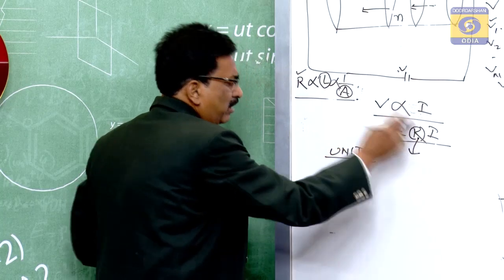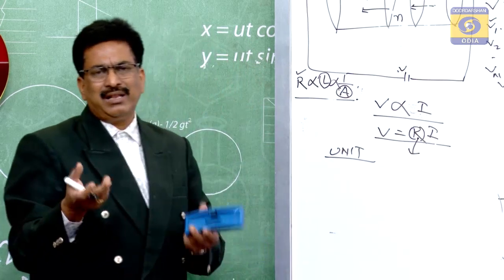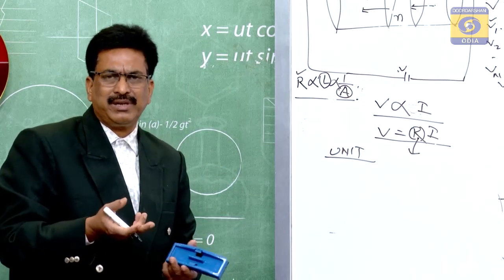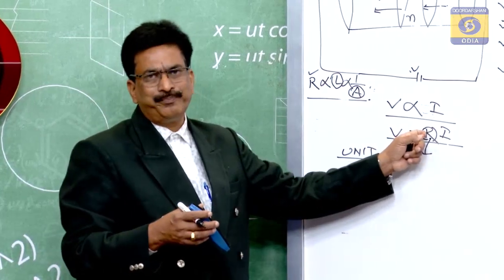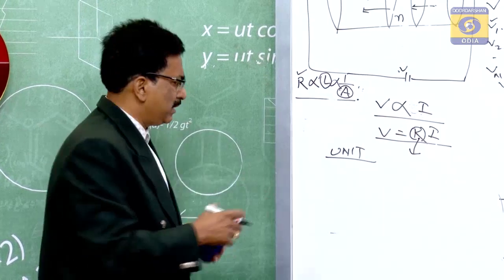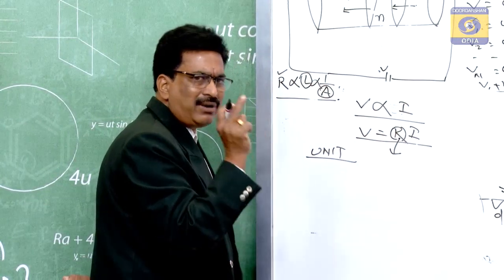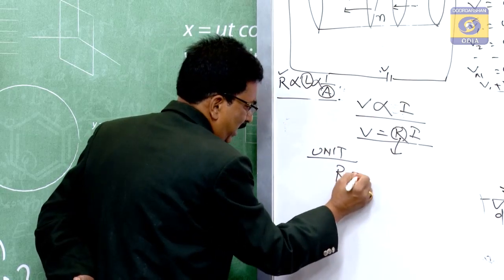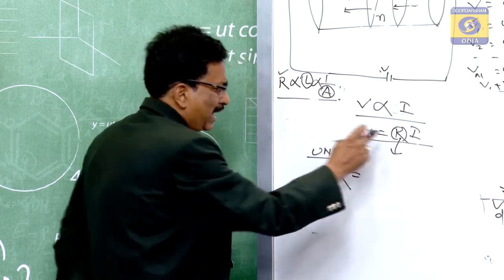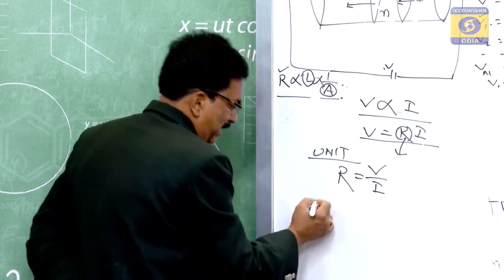What is the unit of the resistance? When that question comes, you will say that the unit of resistance, which you know from the lower classes, is the ohm, as you know from the 10th class level. So how will you write the unit of anything? From its mathematical expression. If we want the resistance, then R equals V by I. This is its mathematical expression.